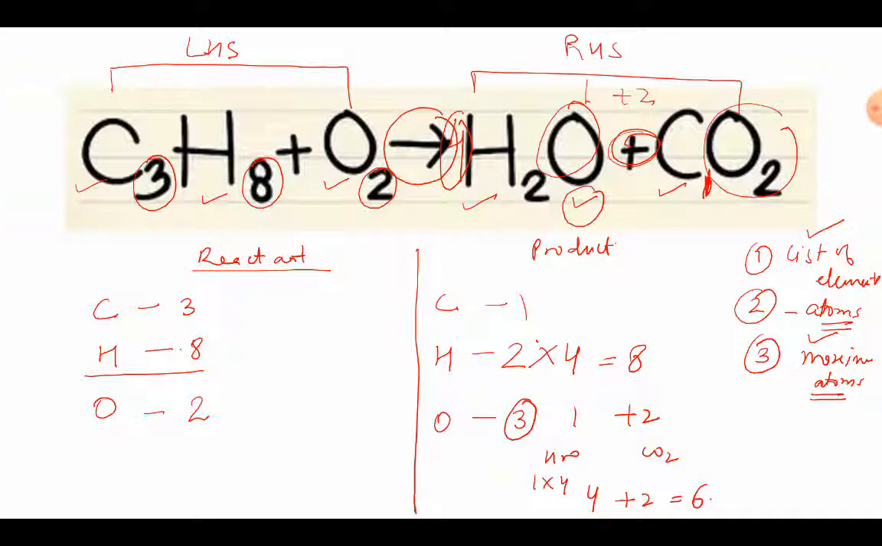But if we see this carbon, carbon on the reactant side is 3, but on the product side it is only 1. So now we have to change this also into 3. We have to go for this method till the time every atom becomes equal on both the reactant side and the product side. So it means that we have to multiply this by 3. So we have to put up 3 in front. When we put up 3, the number of carbon atoms becomes the same on both sides, 3 into 1.